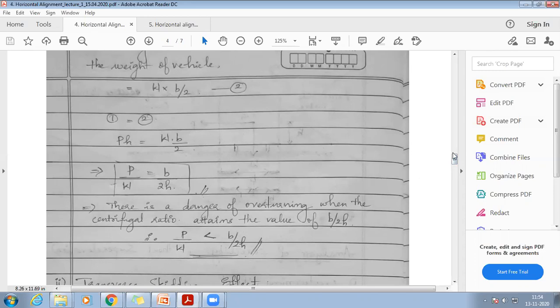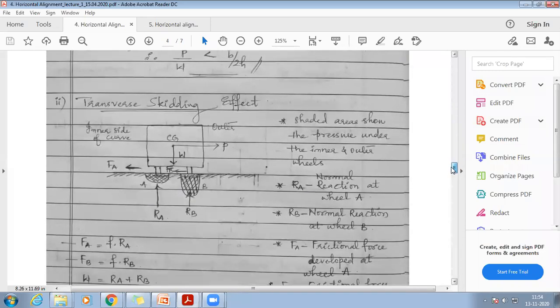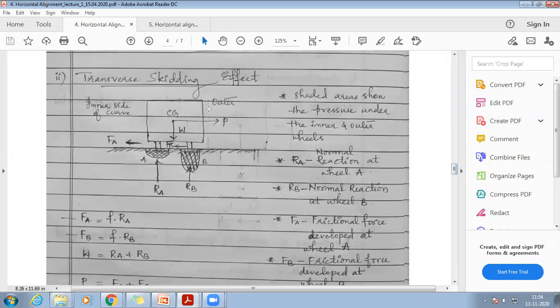That is the case. Now coming to the second scenario, that is transverse skidding. I told you, right? Skidding happens. When skidding happens in the curve, the vehicle is going to move laterally and not longitudinally.